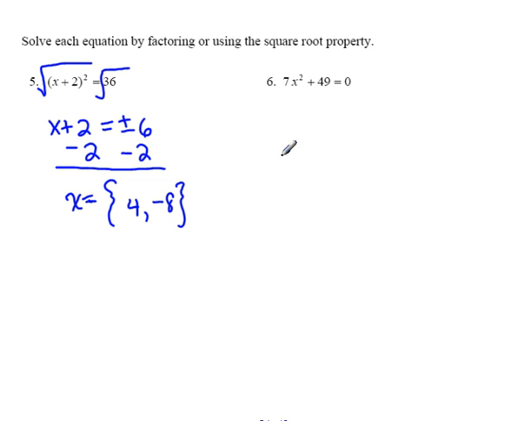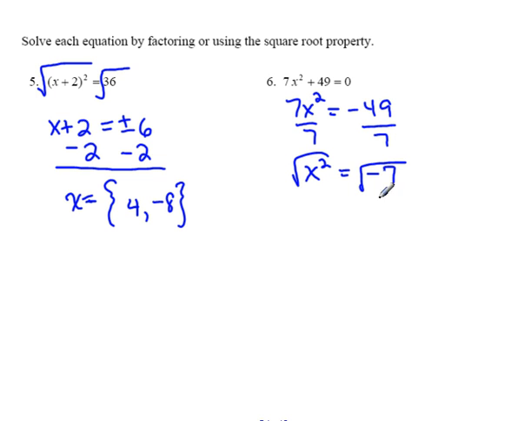Okay, problem number 6. If we try to factor, what we've got now is we could take out a 7, but that's not going to help us do anything there, so perhaps the square root property will work again. Let's try to isolate the squared term. So I'm going to subtract 49 from both sides. And remember, we need to isolate the squared term, so divide by 7. So x squared equals negative 7. And now we have the squared term isolated, so we can take the square root.